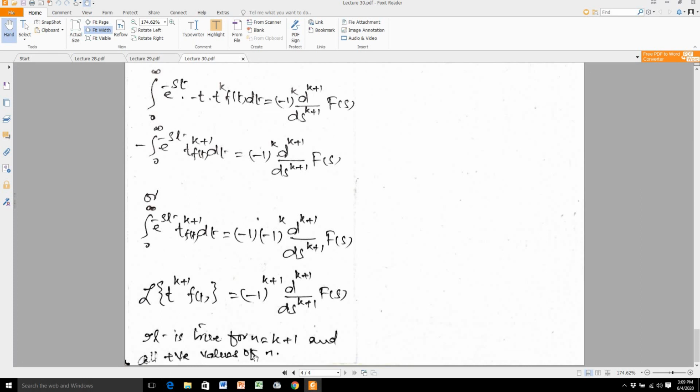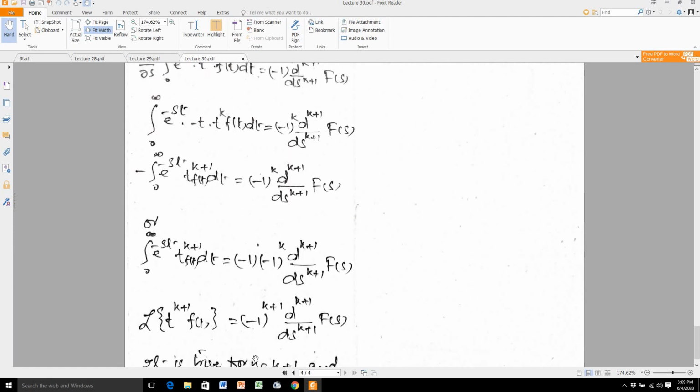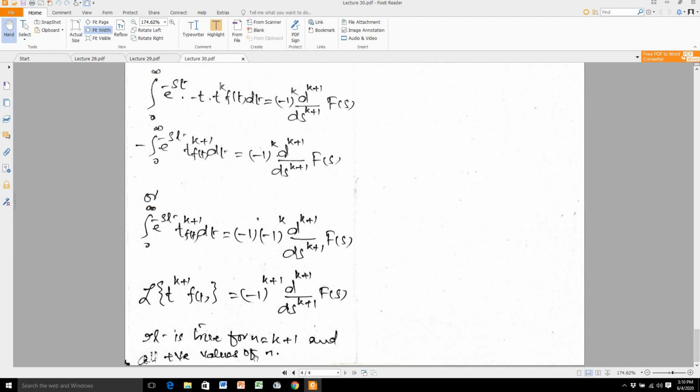In our next week, inshallah ta'ala, I will try to solve questions relating to this proof and the Laplace inverse transformation regarding systems of linear ordinary differential equations. So I hope you understand all that I have taught you.